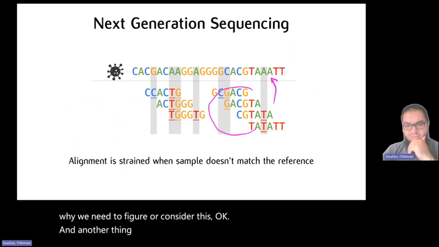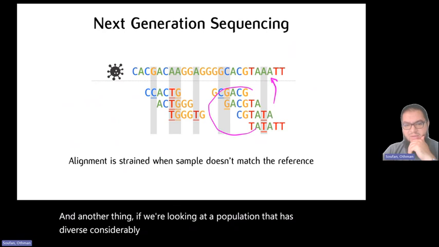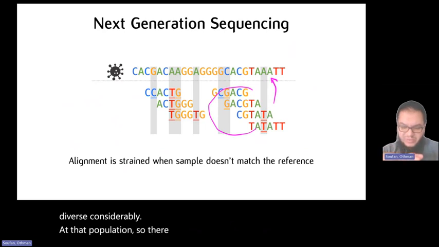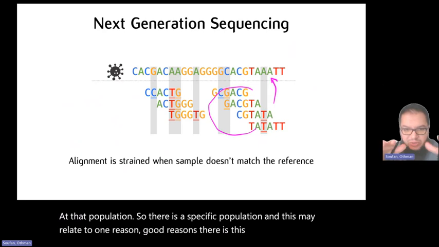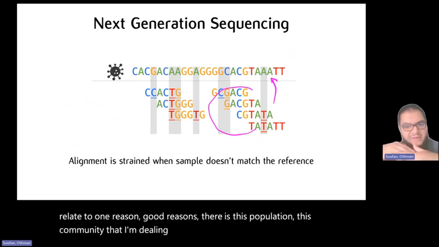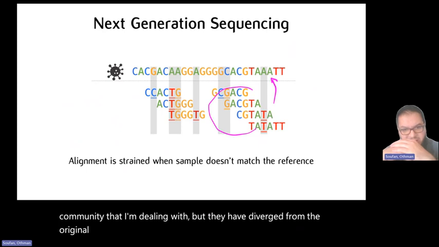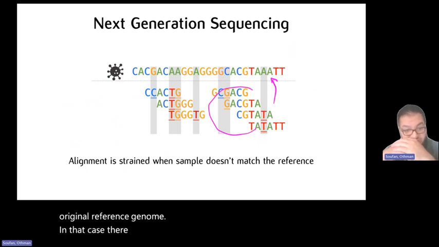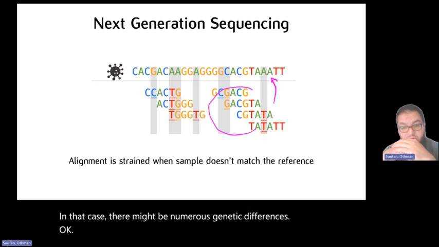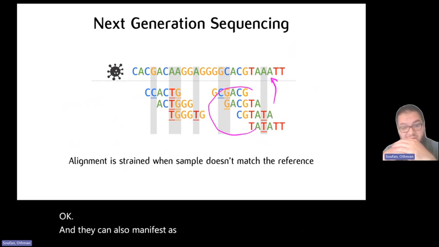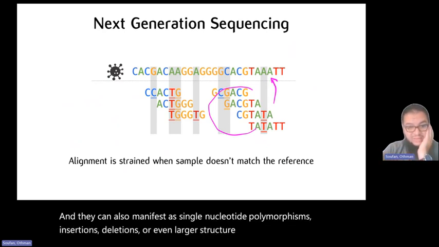Another thing, if we're looking at a population that has diverged considerably, there is a specific population, and this may be one good reason. There's this community that I'm dealing with, but they have diverged from the original reference genome. In that case, there might be numerous genetic differences, and they can manifest as single nucleotide polymorphisms, insertions, deletions, or even larger structural variations.